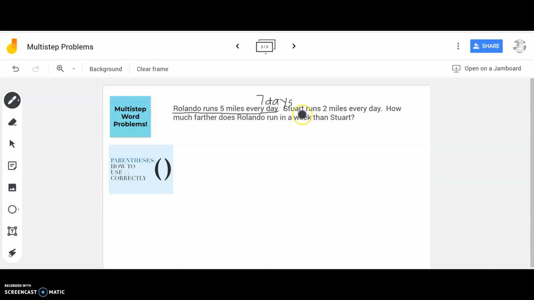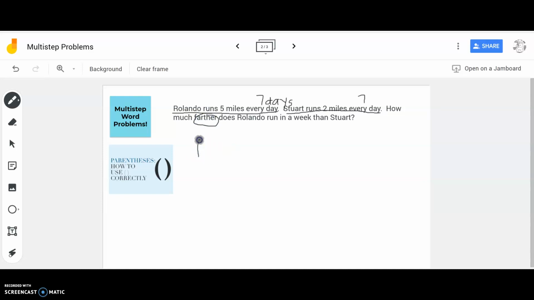But Stuart, he runs 2 miles every day. Again, that's going to be 7 days. How much further? Ooh, that's a comparison word, further. So I need to find the difference between them.